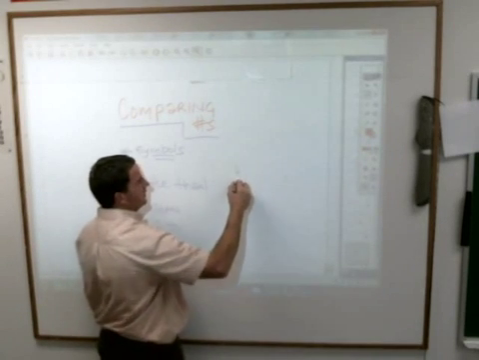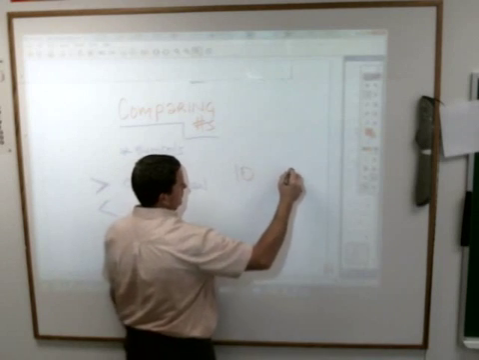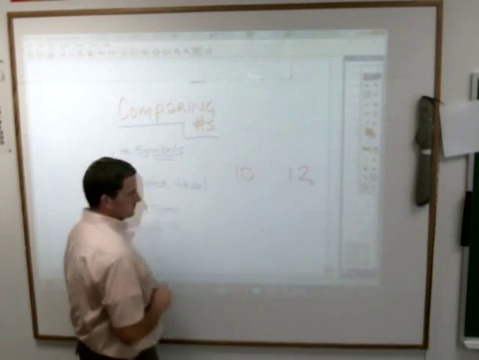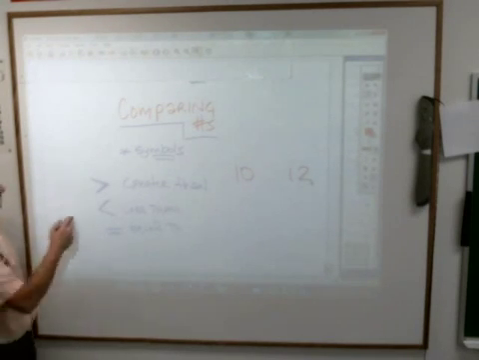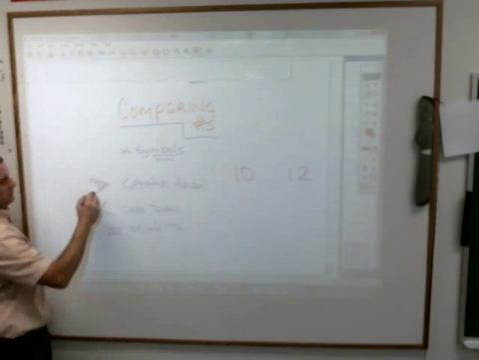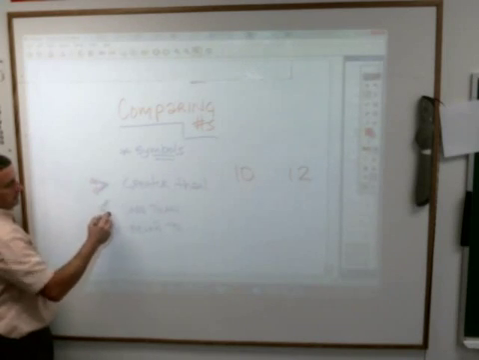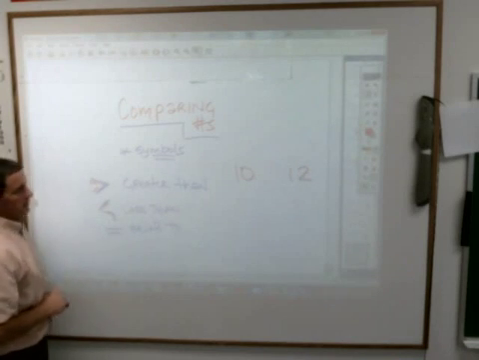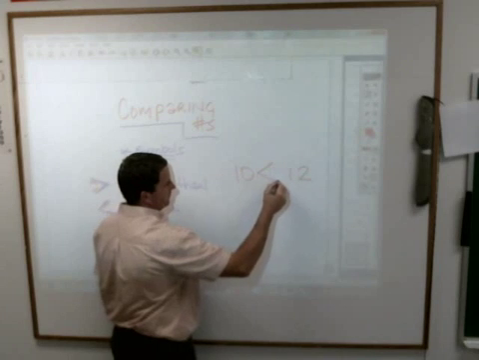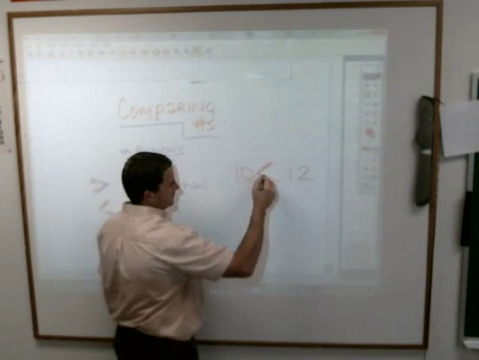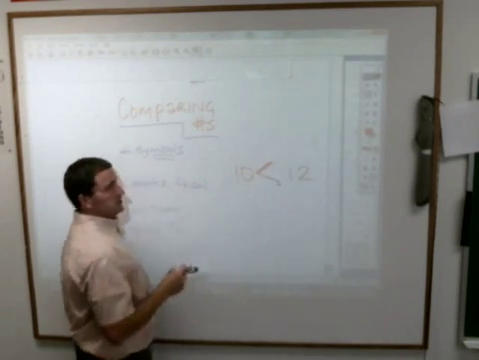Let's say you're comparing 10 to 12. First of all, we always think that the alligator eats the bigger number. So you think that this thing has some teeth here. And the alligator, being greedy, always wants to eat the bigger number. So the alligator is going to point this way, which it does. Now, what symbol is that?